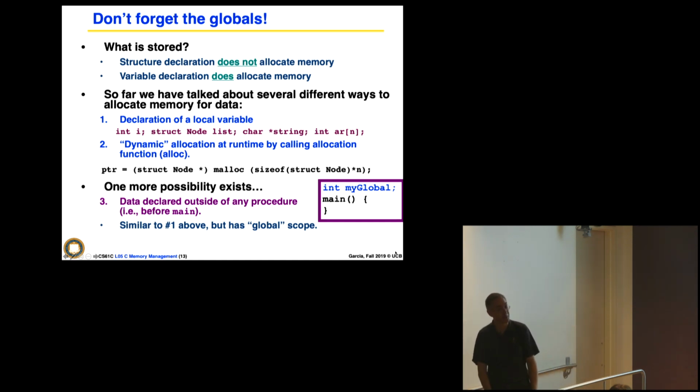It's actually kind of cool. So anything that's outside main, like this, int my global, and then main. It lives in heaven. It's a special place. Okay? It has global scope. My global can be used anywhere. That's kind of neat. You obviously want to refrain from using that too much, but that's actually a good point.